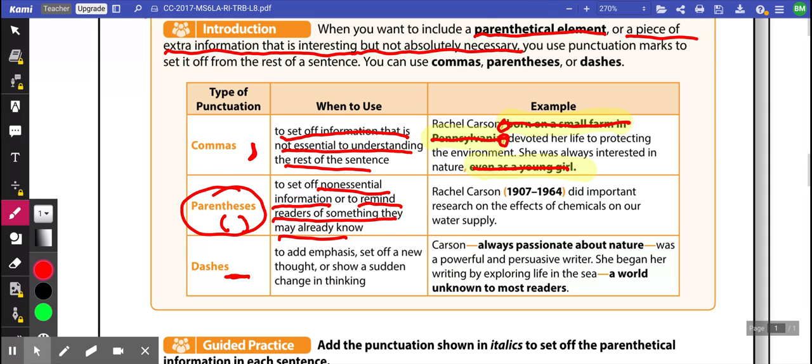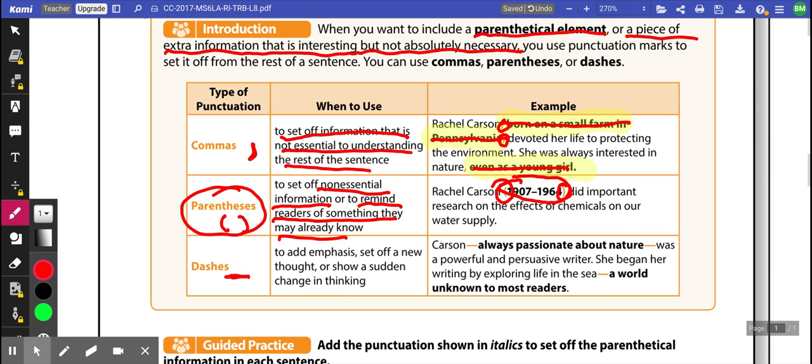For example, over here it says that Rachel Carson did important research on the effects of chemicals on our water supply. Well, it gives us the 1907 to 1964 to give us the years she lived. That's not necessarily essential to us understanding the sentence, and it might be something the reader already knows. So we want to put it in parentheses. That's what those little things are right there, guys.